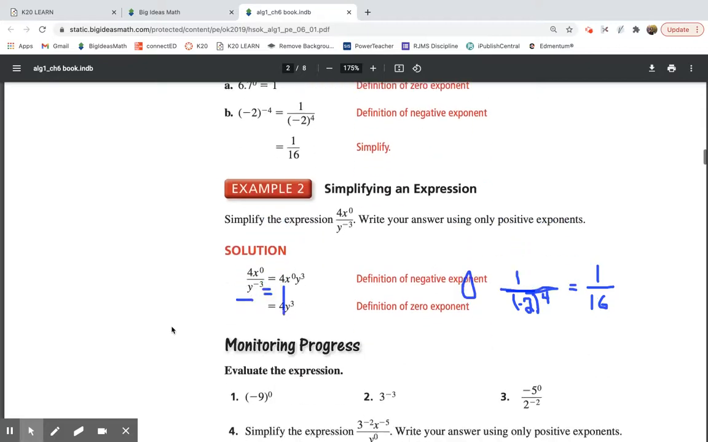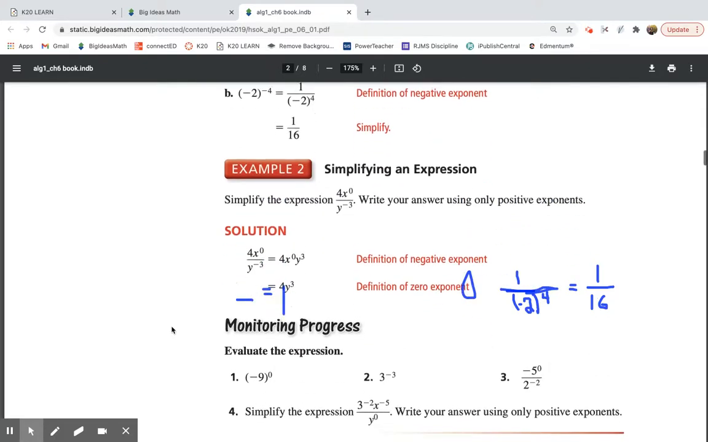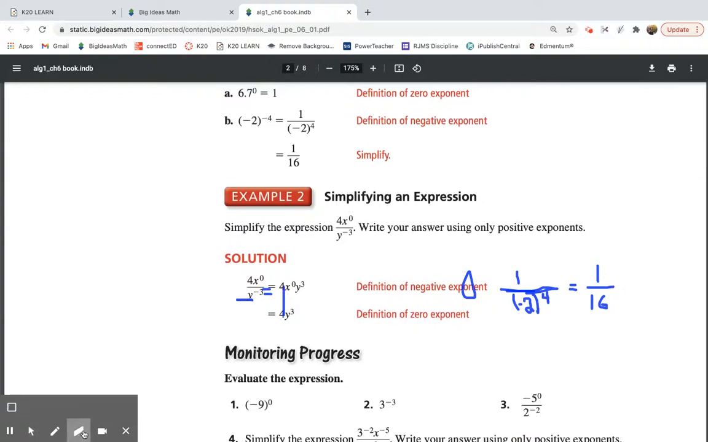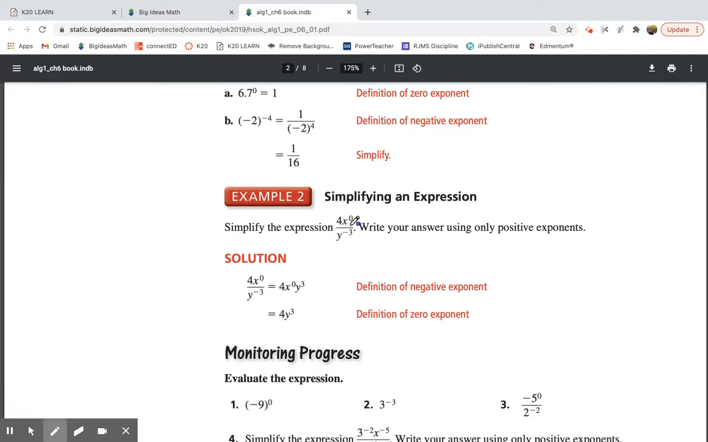Okay, we're going to look at using those same rules to simplify an expression. So this says simplify the expression. I have 4x to the 0 power over y to the negative 3rd power. Remember that the line does mean divide. We have a lot of stuff happening here, so piece it together. Being that the 4 and the x are not in parentheses, that 0 exponent just goes with the x. If the 4 and the x were in parentheses, the 0 would go to both of them. But because it's not, it only goes to the x.